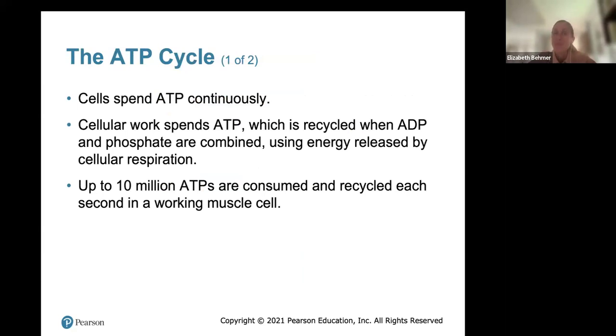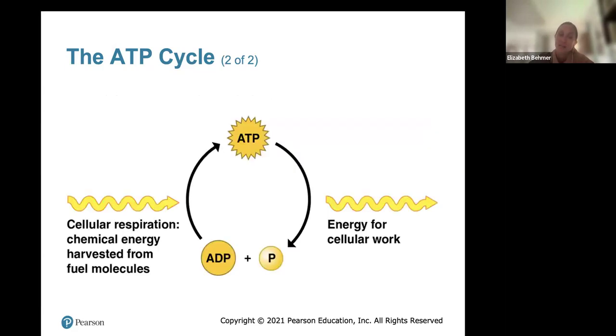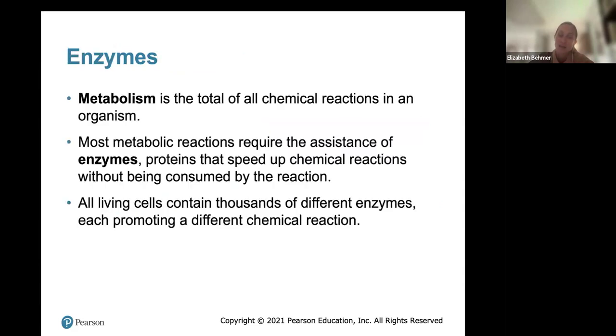Enzymes. So metabolism is the total of all chemical reactions in an organism. Most metabolic reactions require the assistance of enzymes, which are proteins that speed up chemical reactions without being consumed by the reaction. And all living cells contain thousands of different enzymes, each promoting a different chemical reaction.